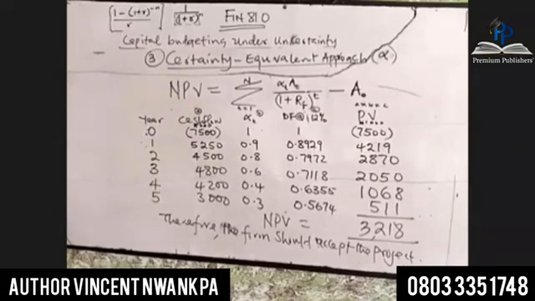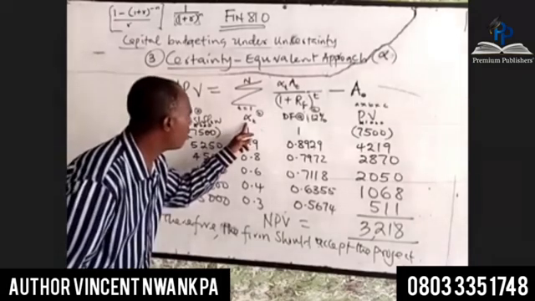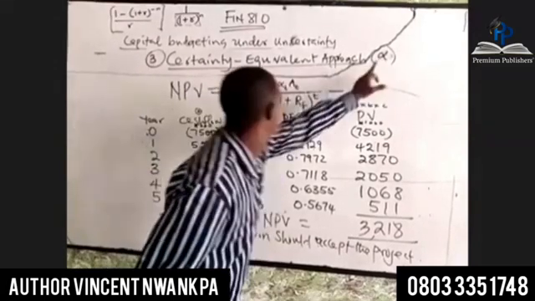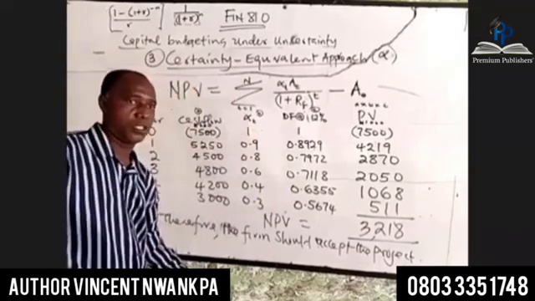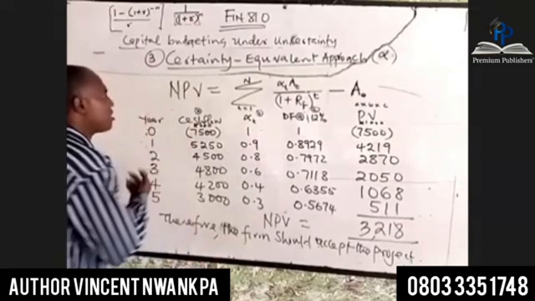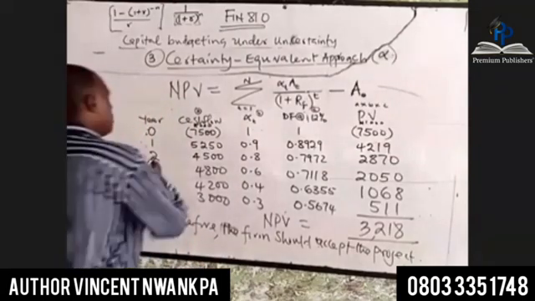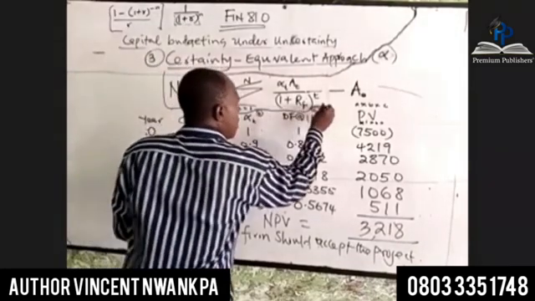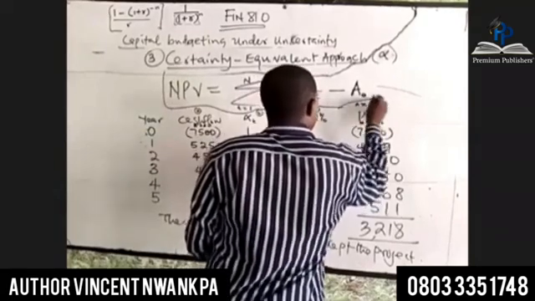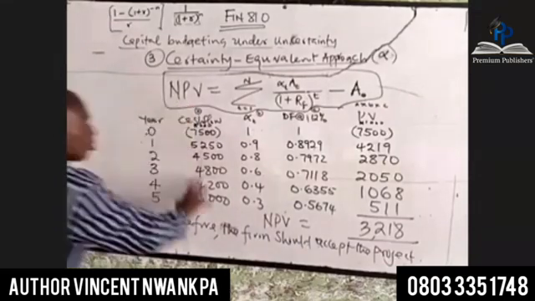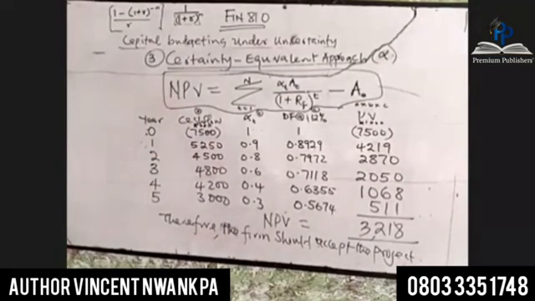After this certainty equivalent approach, no, the summation is different. This is NPV. This is our NPV formula, and this is our solution for the certainty equivalent approach.